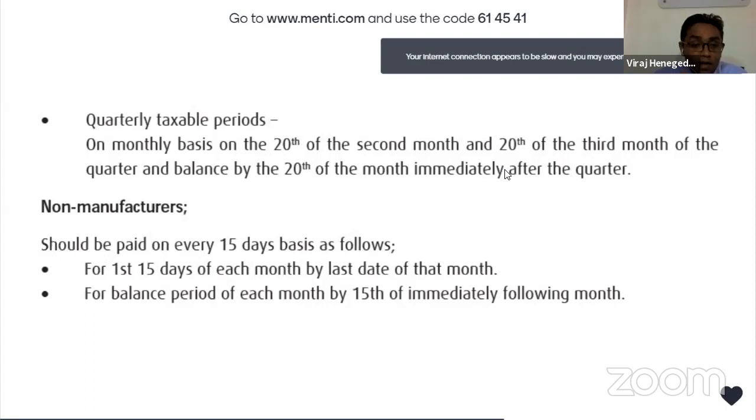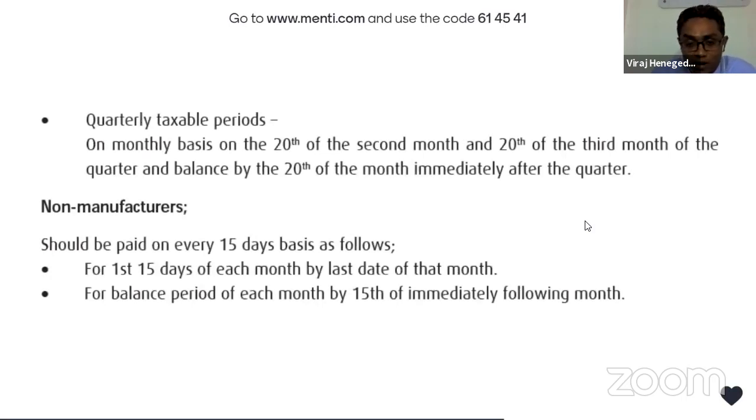But remember, for non-manufacturers, during the last year there was a category where you made payments for 15 days. The first 15 days you had to pay before the 30th of the next month, and the last 15 days of a month, before the 15th of the following month. That was the category we had earlier, but now this also has been changed. Even manufacturers and non-manufacturers, everybody now has to make the payments on the 20th. So that's the current law. Right, we'll move to the next one.